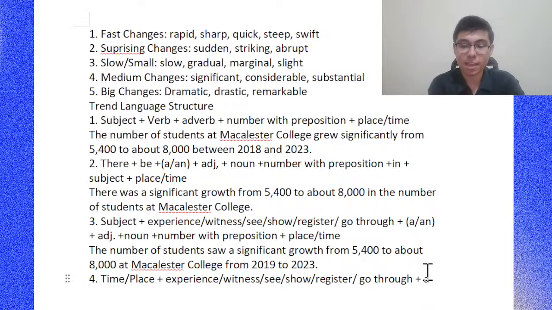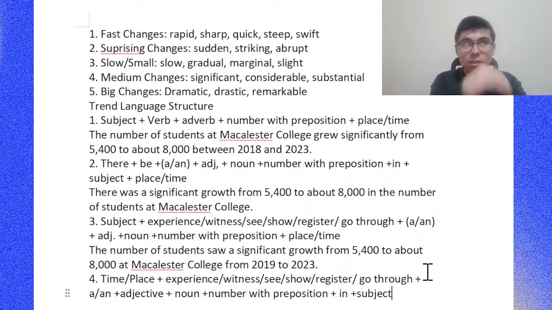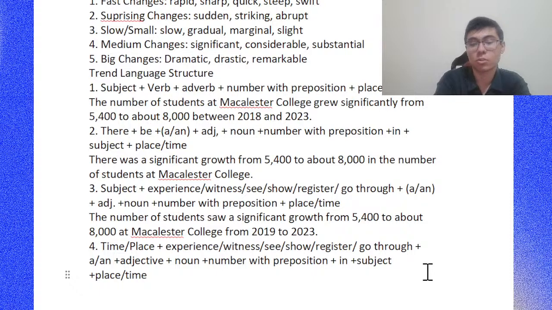We can put a, and after that we have an adjective plus noun plus a number with preposition, plus in plus subject, place and time. Place or time, or you can also use both.